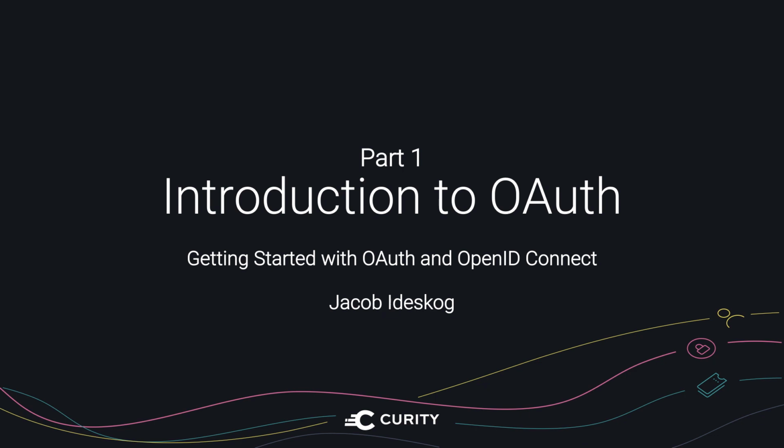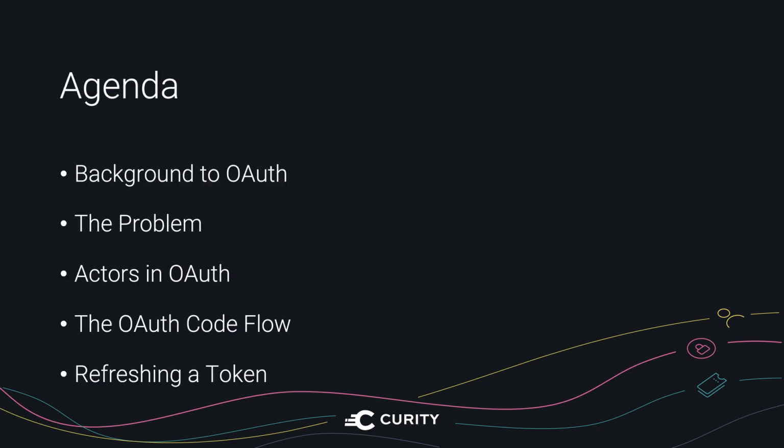This is an 8-part series, and in this first part, Introduction to OAuth, we'll go through some of the background of OAuth. We'll go through the problem that it's trying to solve. We'll go through the actors in OAuth, and then we'll dive into the OAuth code flow, which is the most common flow and also the most complicated flow in OAuth, so it's good to get a hang of right away. And in the end, we'll also look at refreshing a token.